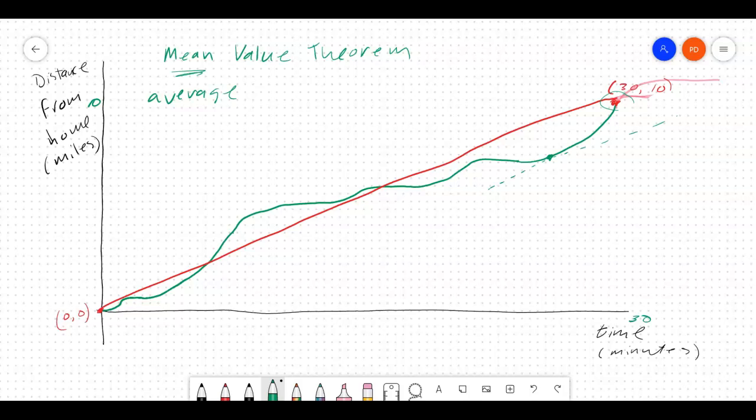The speed limit there is 25. Maybe it's 30. Let's pretend it's 25. The officer pulls me over, and I note it's been 30 minutes since I left my home, and I've gone 10 miles. So I've gone 10 miles in 30 minutes. That's 10 miles in half an hour, 0.5 hours. That is an average speed, the slope of this red line, of 20 miles per hour.